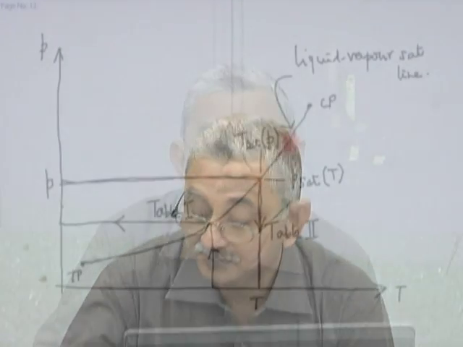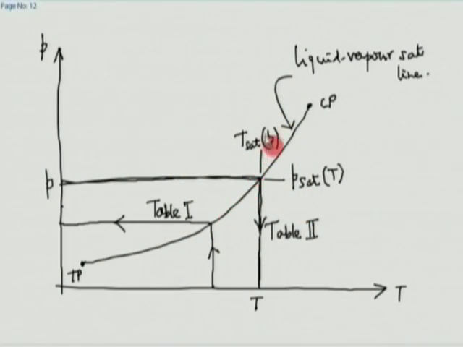We have said that around this line, this is the liquid vapor interface zone. So, this is the liquid zone, this is the vapor zone. Suppose I take a state here, I will see only liquid. Suppose I take a state here, I will see only vapor. But suppose I take a state here, exactly on this, what do I see?